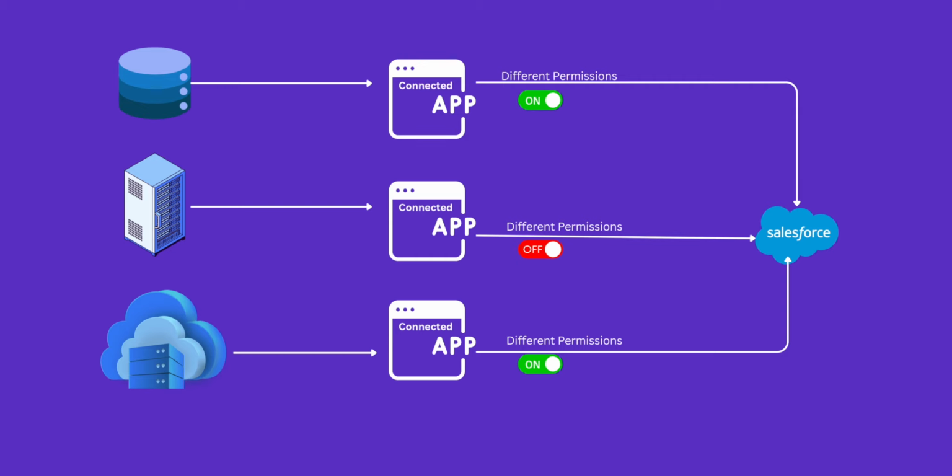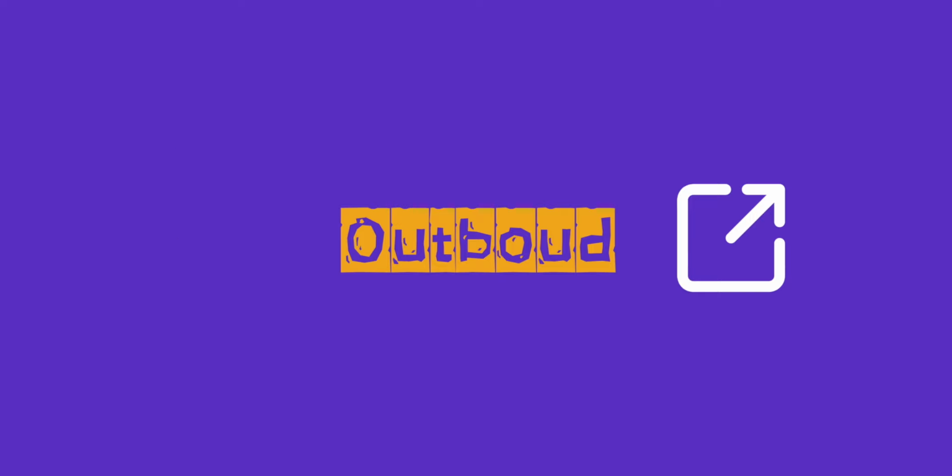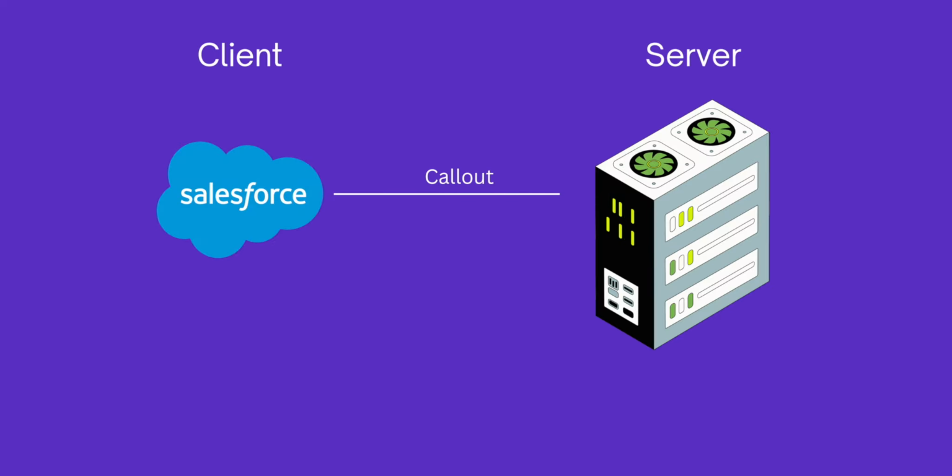Now, let's look at outbound integration, where Salesforce has to make a callout to an external system to fetch certain data. In outbound integration, you need to follow multiple steps. First, we need to set up an auth provider. Auth provider is nothing but any system which supports the auth protocol.